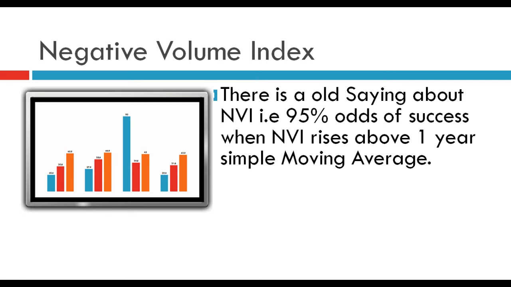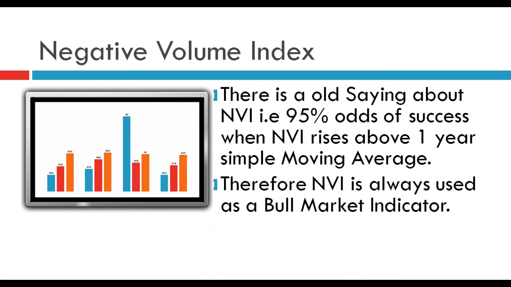There is an old saying about NVI, that there are 95% odds of success when NVI rises above its 1 year simple moving average. Now that accuracy is huge. And when we discuss negative volume index on charts, I will show you this strategy and it will change your game for sure. Therefore, NVI is always used as a bull market indicator.